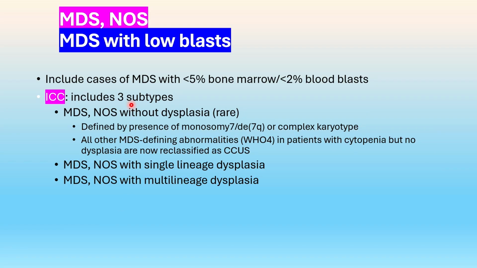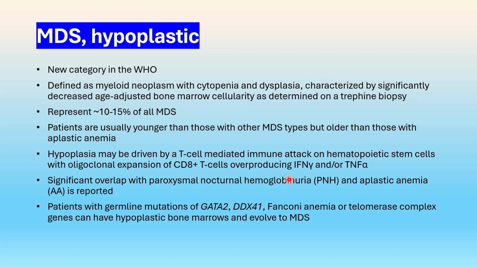Now, the ICC has three subtypes for this entity. They talk about MDS NOS without dysplasia, where you have monosomy 7, deletion 7q, or complex karyotype. If you don't have that, then they do recommend that you mention if it's single lineage or multilineage, just like it was done in the previous WHO editions.